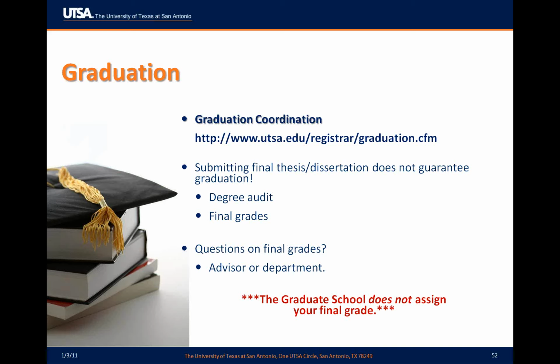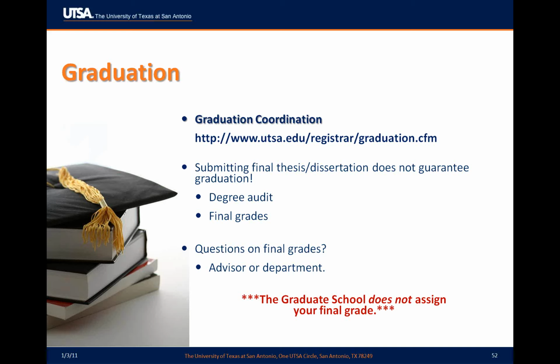Now, once you've finished your defense, you've turned in all your final requirements, everything's all set, you are ready for graduation. Now, if you have questions about graduation, you need to go through graduation coordination, not through the graduate school. Graduation coordination is located in the registrar's office. You can look up their number on the directory on the UTSA website, or you can visit their website at the link on this page. They're very easy to work with, and they will be able to answer any of your questions about graduation. That includes your regalia, your tickets, everything like that.